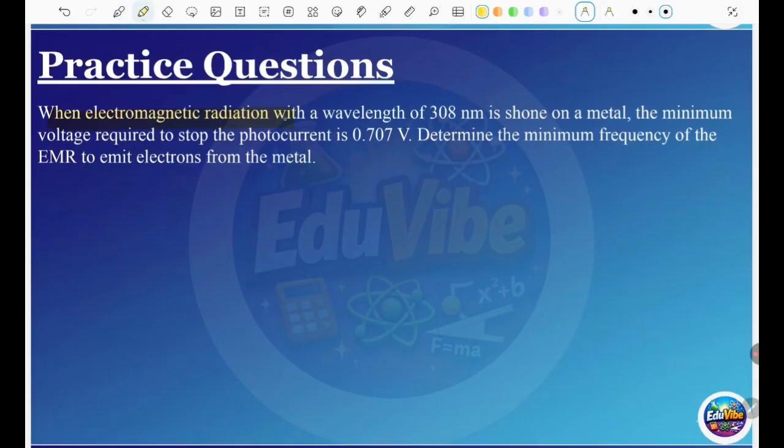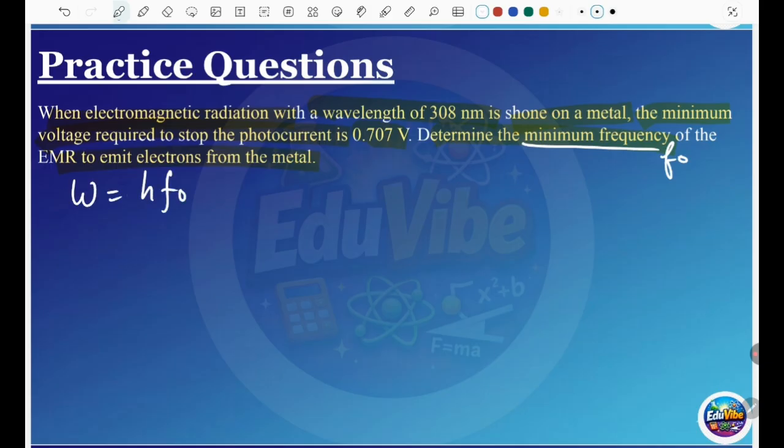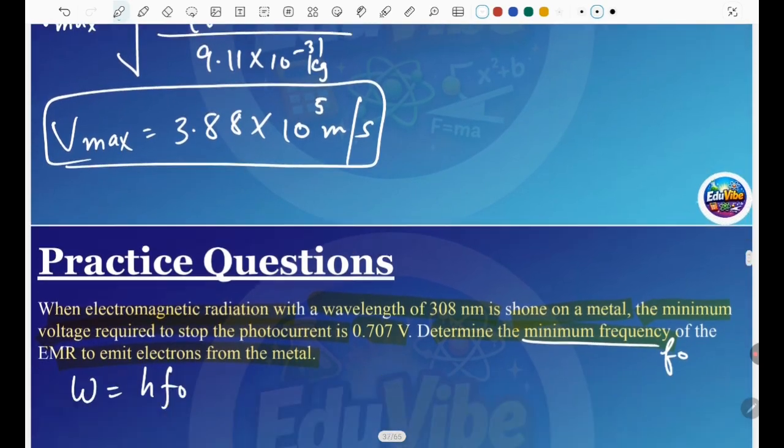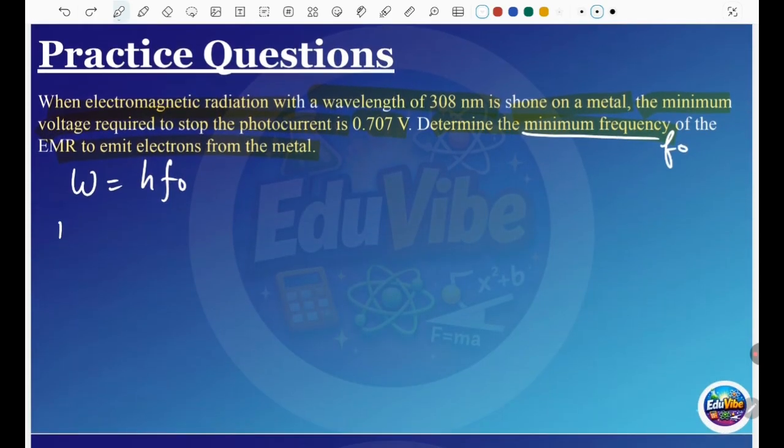The question says, when electromagnetic radiation with a wavelength of 308 nanometers is shone on a metal, the minimum voltage required to stop the photocurrent is 0.707 volt. Determine the minimum frequency of the EMR to emit the electrons from the metal. Again they mention the word minimum, which means you have to find the threshold frequency at the end. For threshold frequency, you have a formula, W equals H times threshold frequency, which we discussed in the previous question. For threshold frequency, W upon H, you don't know the W, but you know the H.